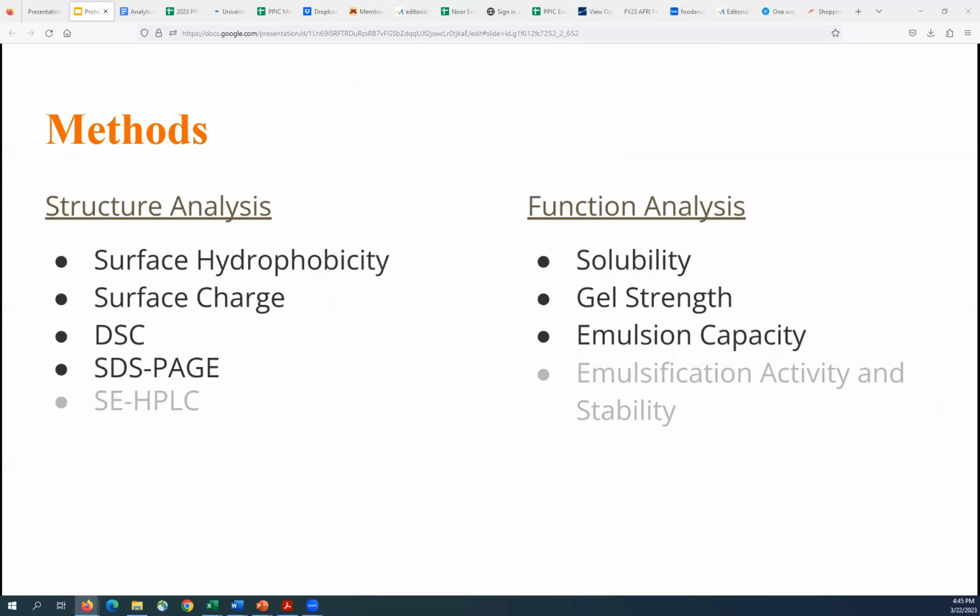So let's talk about some of the methods that this paper used. For structure analysis, we looked at surface hydrophobicity, surface charge, denaturation temperature, SDS-PAGE for molecular weight, and also size exclusion HPLC. And then for functional analysis, solubility, gel strength, emulsion capacity, and then emulsification activity and stability were evaluated. But for the sake of time in this presentation, we're not going to cover the size exclusion HPLC or the emulsification activity and stability. And it should also be noted again that this was the only paper to actually explore scale up of these extraction methods. But for the sake of time, we're not going to cover the results of that.